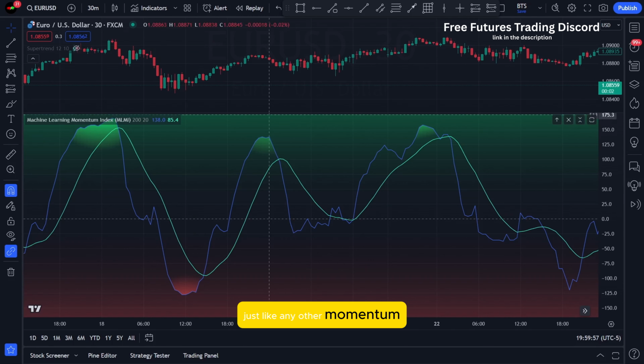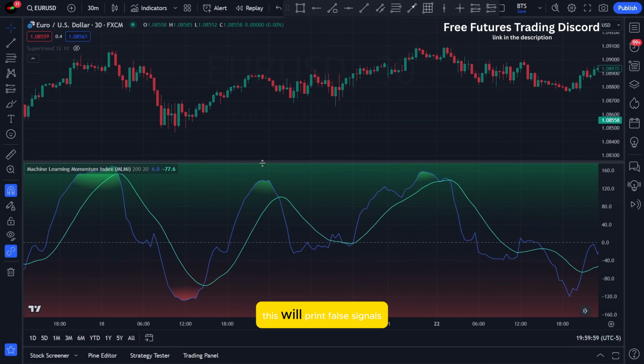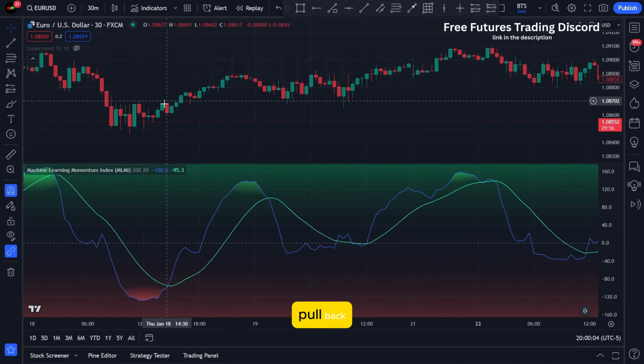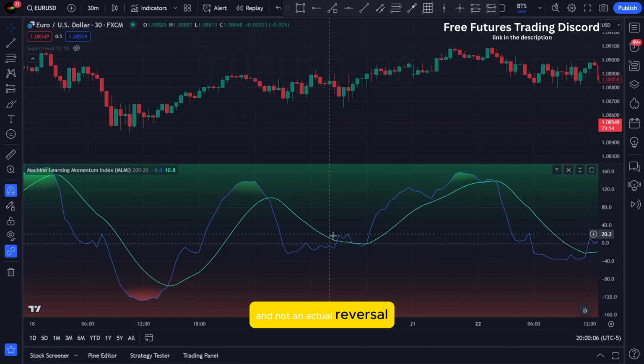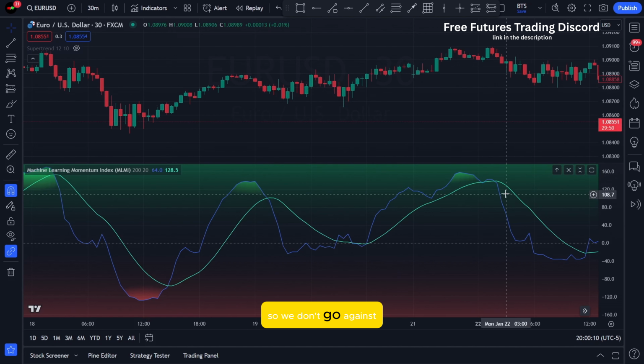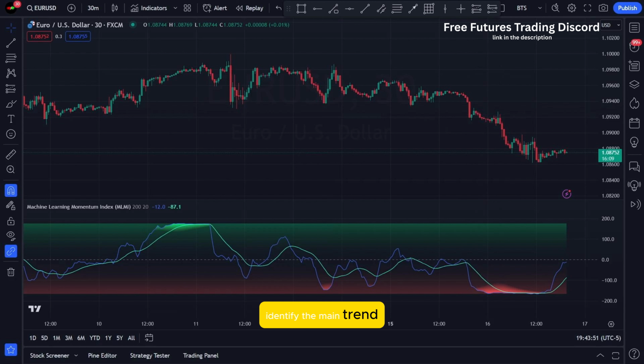Just like any other momentum shift indicators, this will print false signals of reversal against the predominant trend when there is only a pullback and not an actual reversal. So, we will need to find a way to filter these so we don't go against the predominant trend. Let's put on another indicator on the chart that will help us to identify the main trend so we don't take signals against the trend.